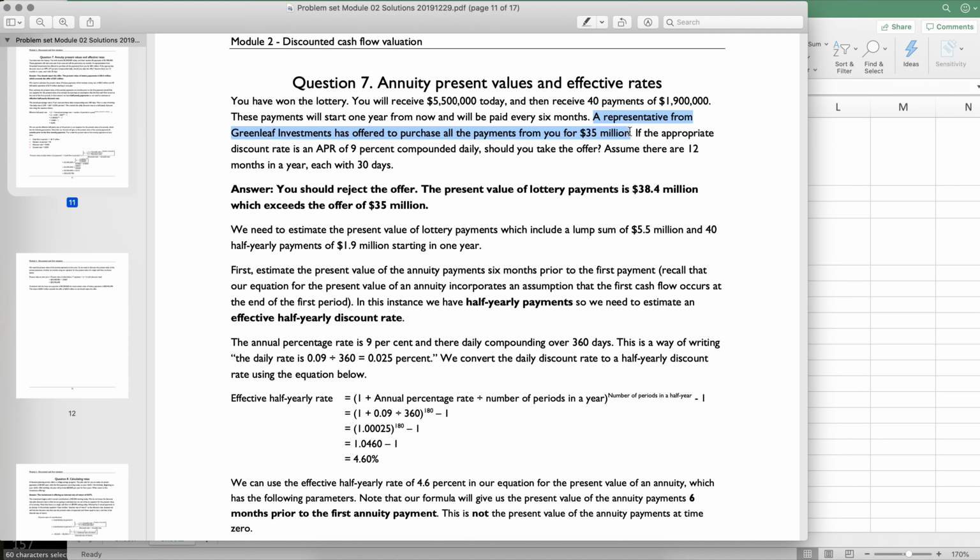So your other option is you get 35 million. If the appropriate discount rate is 9% compounded daily, should you take the offer? Assume there are 12 months in a year and each has 30 days. So it's going to be 360 to get the proper APR, but we'll get there.